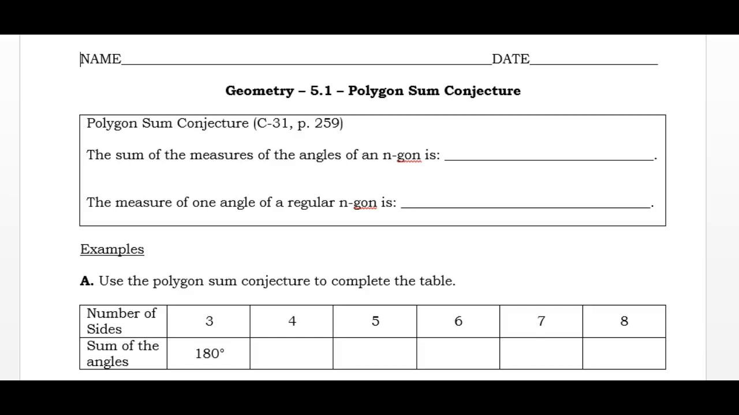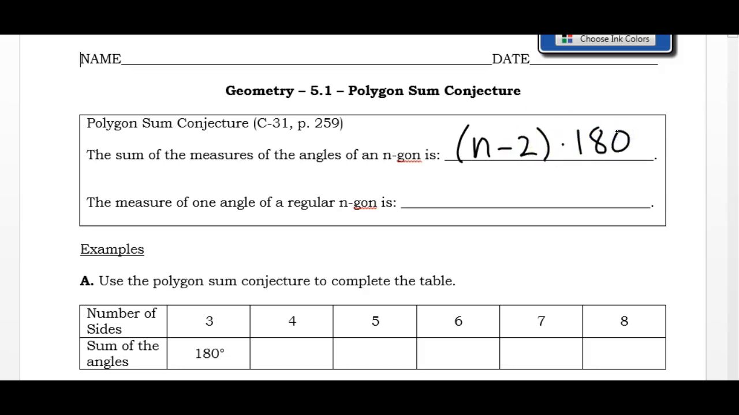This is Geometry Lesson 5.1, Polygon Sum Conjecture. The polygon sum conjecture states that the sum of the measures of the angles of an n-gon is (n minus 2) times 180. Now, n is the number of sides of the polygon. If there were 5 sides, you'd put a 5 where the n is.